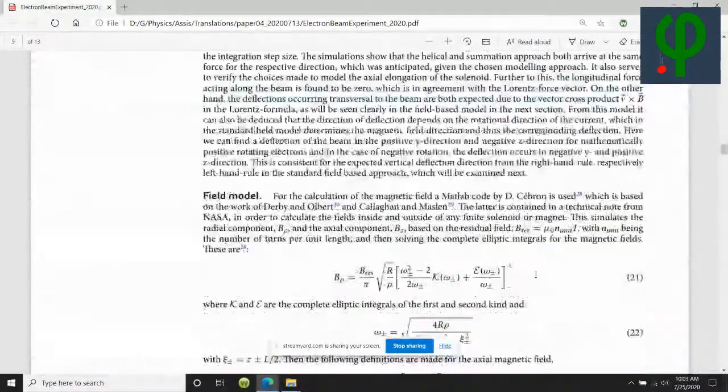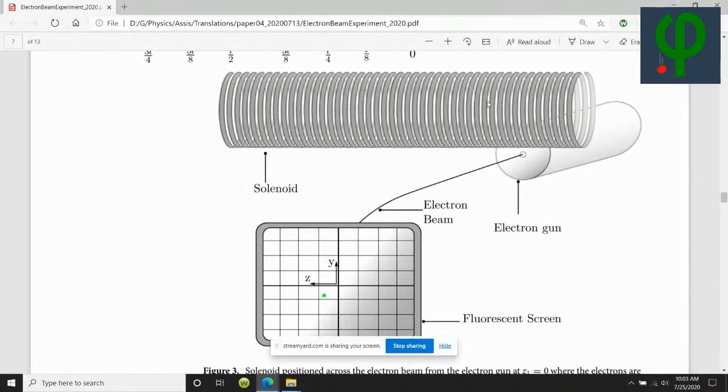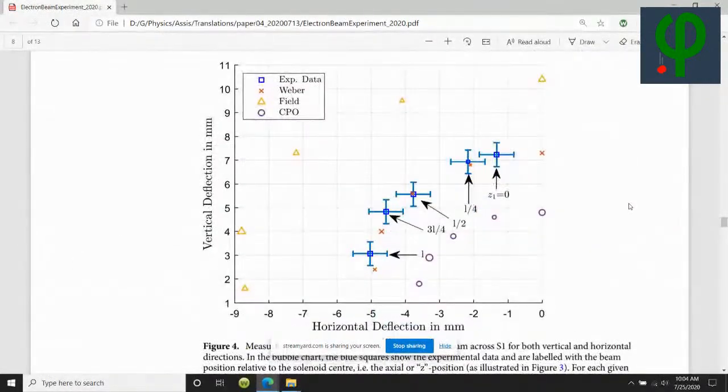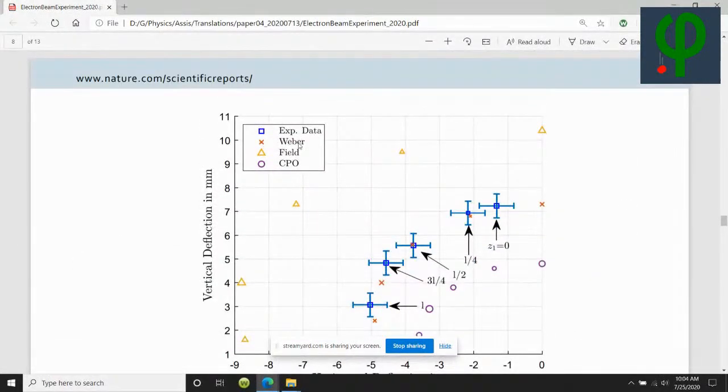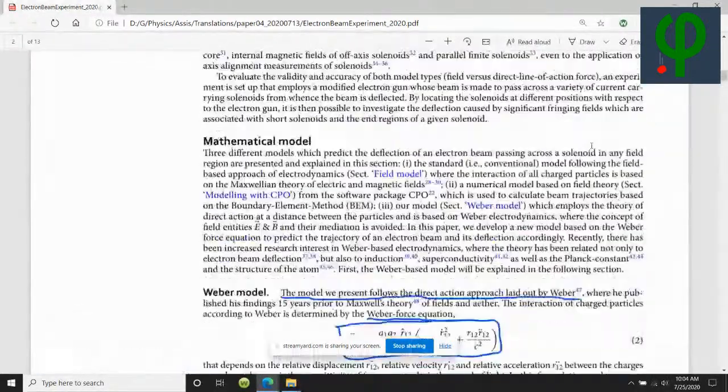And a little better picture to that is this one. Again, they got the solenoid. They have an electron gun shooting out beams past the solenoid, and then a fluorescent screen where they can see where that beam hits the screen, how that beam is deflected. And so they looked at three different models. One is Weber's force equation, which is highlighted here.